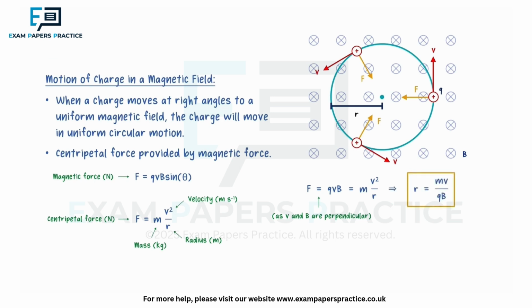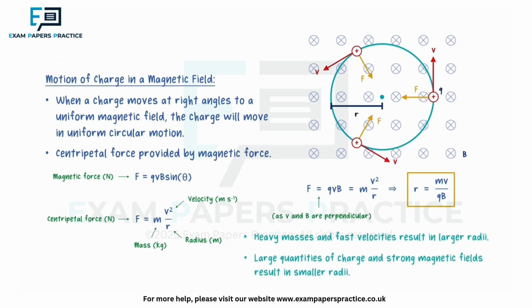From this, we can see that heavy or very fast charges will move in larger circles, while large quantities of charge and stronger magnetic fields will result in smaller circular paths. And this result forms the basis of how particle accelerators are built.